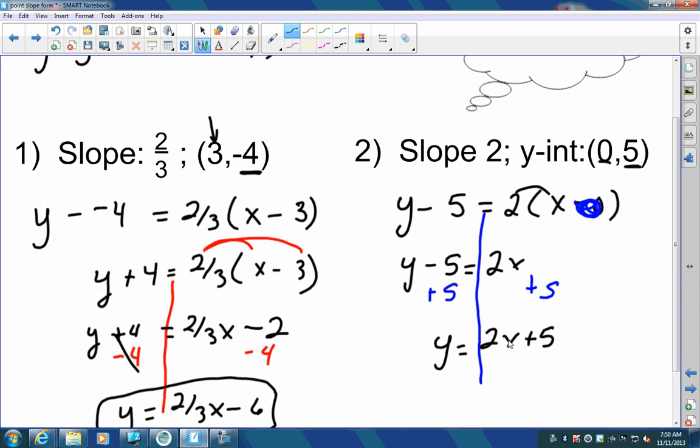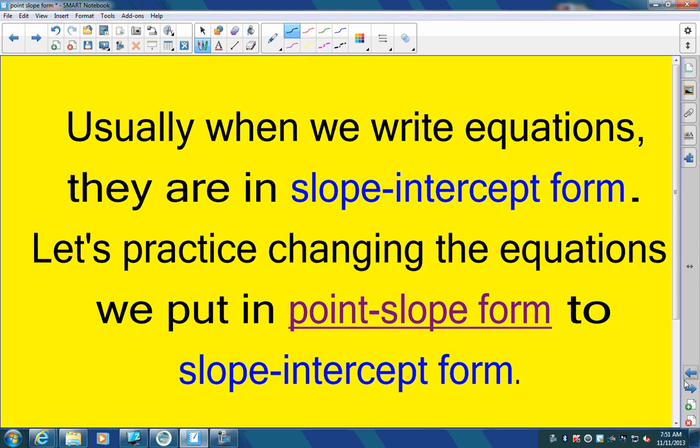Which makes sense because if you remembered when you looked at it, here's the slope, there's the y-intercept. You should be able to write your equation just by plugging it in right there without rearranging it. Now, usually when we write equations, they're in slope-intercept form, and so we're just going to continue practicing putting it into point-slope form and then changing it into slope-intercept.